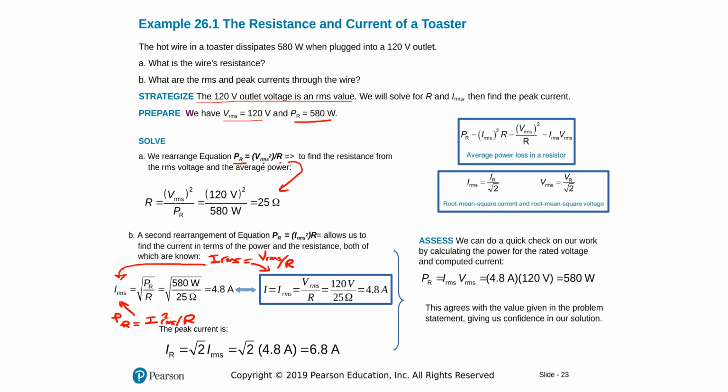If I am looking for a peak current, after finding the RMS current, I will just multiply it by square root of 2. And here's how peak current and average current are shown in the book. So this is the peak current through the resistor, and this is the mean value or average value.